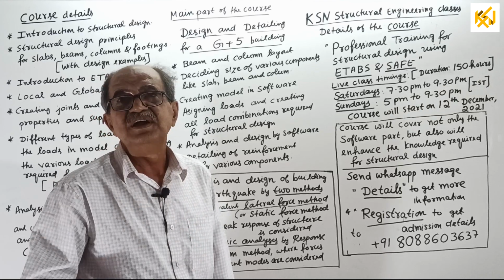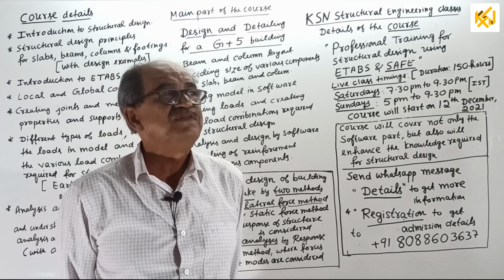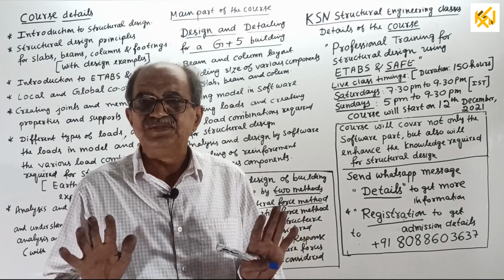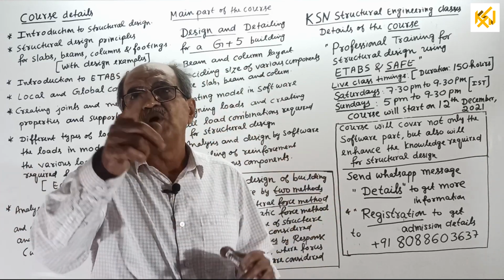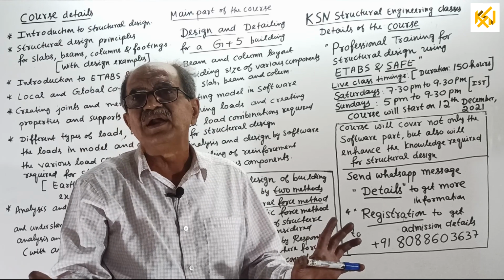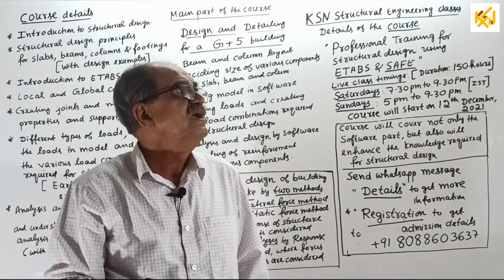One thing I forgot. See, structural design means deciding cross section. That's all. Length we are not bothered for beam. For column, height we are not bothered. It comes from the architectural drawing.